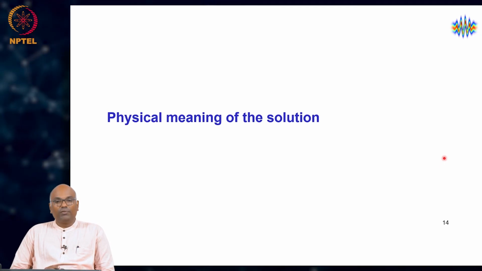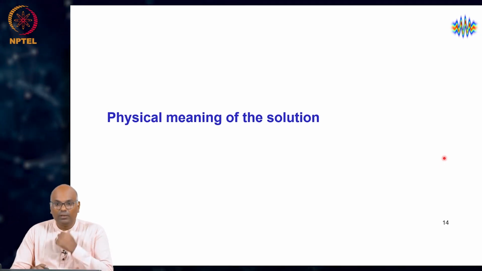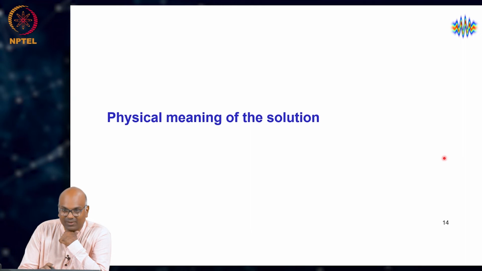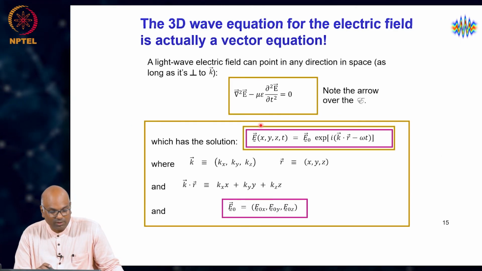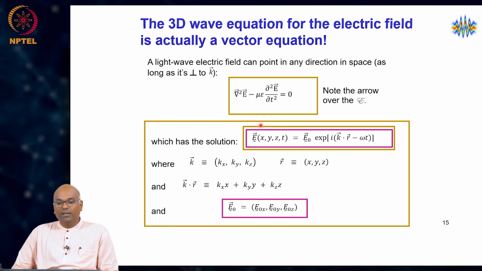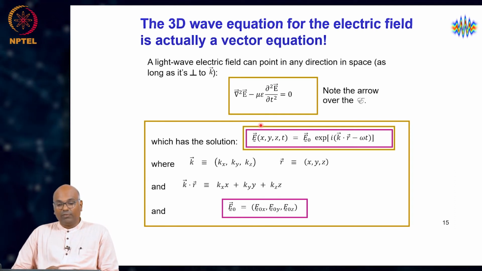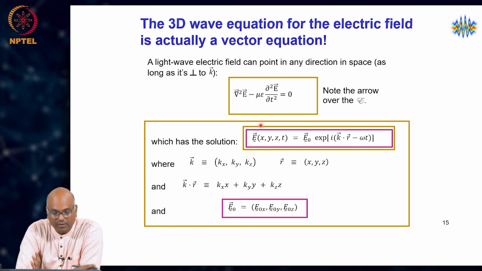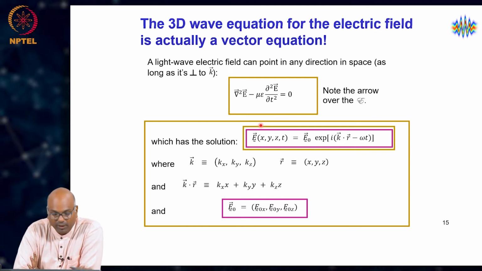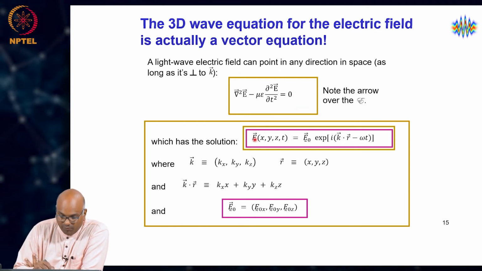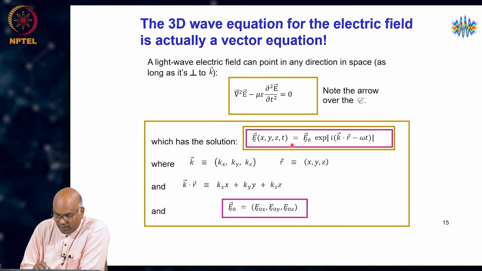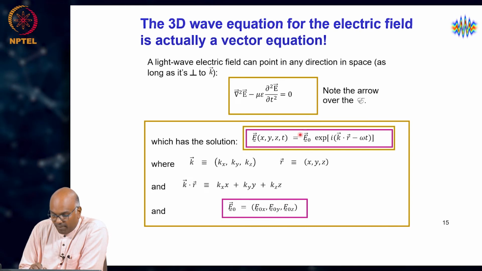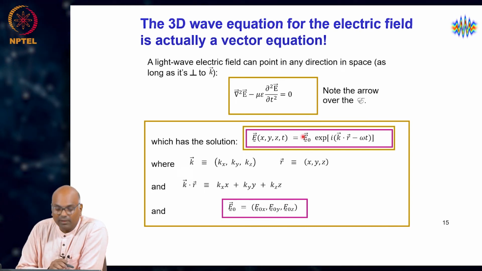that is, to look at the physical meaning of the solutions, the solutions to the wave equation. So, let us go straight into that. The 3D wave equation for the electric field, this vector valued equation, is what we wrote down here as E, a function of x, y, z and t, with an amplitude function E sub 0.